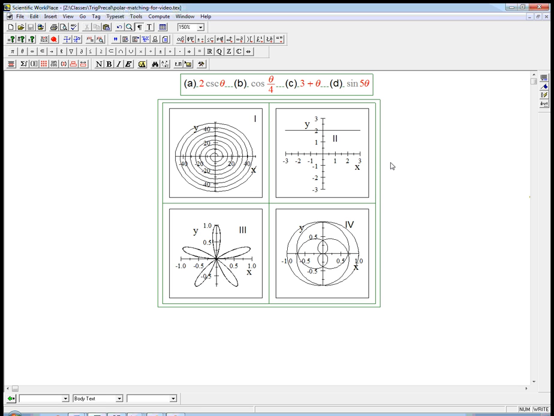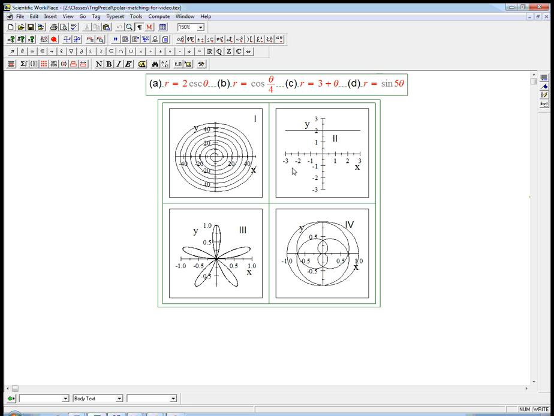Here's an example of matching polar equations with polar graphs, getting to some slightly funkier graphs perhaps than we did before. Here's the four functions: 2 cosecant theta, cosine theta over 4, 3 plus theta, and sine 5 theta. These really should be r equals here. My bad. The computer doesn't require me to do that, but I really should. So they're all r equals these guys. And here's 4 graphs that are going to match with those things.